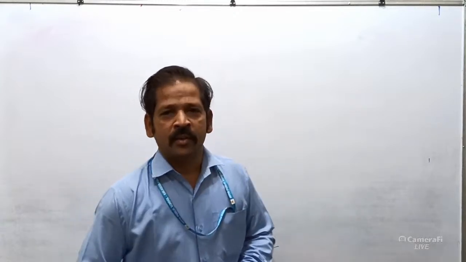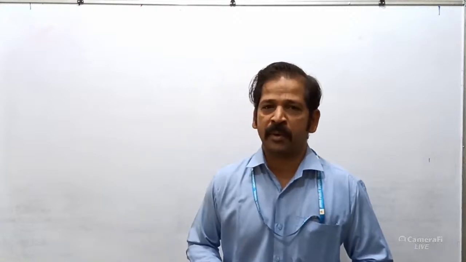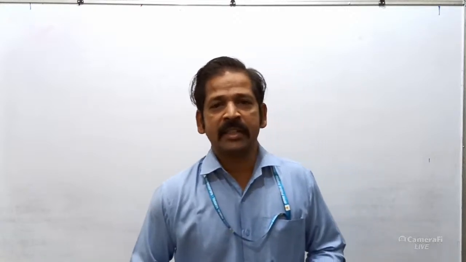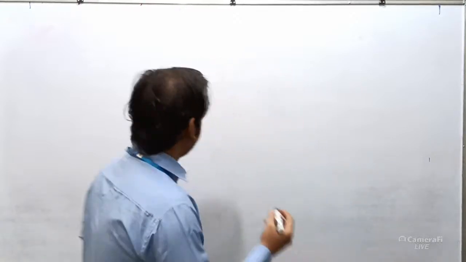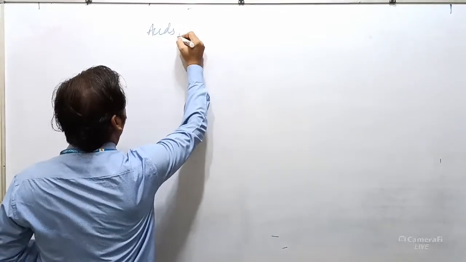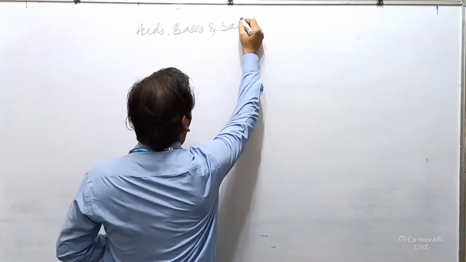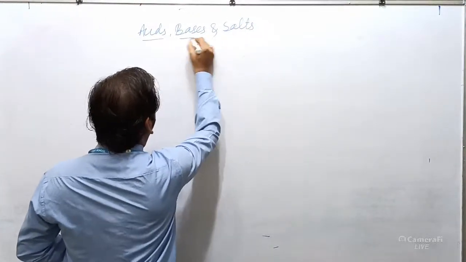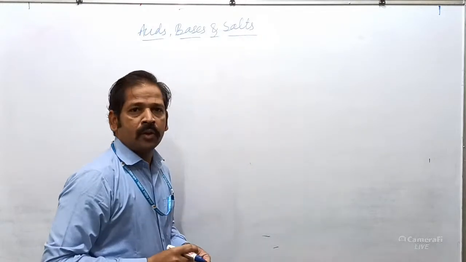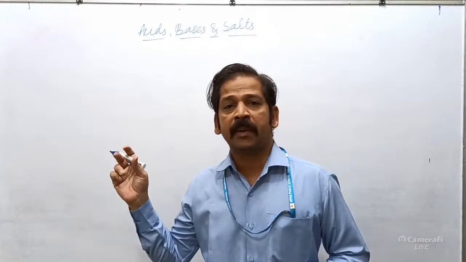Good morning, students. Today we are going to discuss the next topic of acids, bases and salts. It is the last part of the salts. The second is bleaching powder. The chapter is acids, bases and salts. Already we have discussed the acids and the bases; the last part is salts.